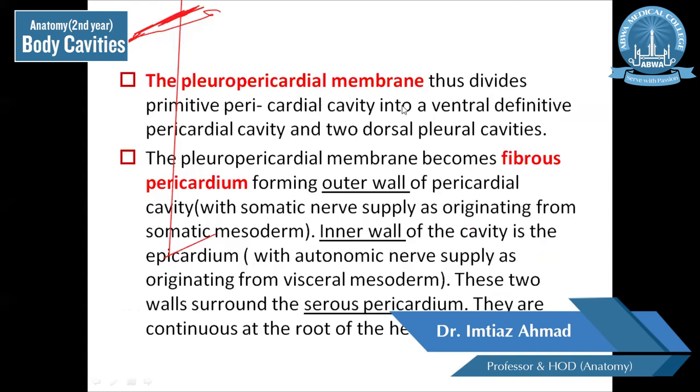The pleuropericardial membrane, therefore, divides the primitive pericardial cavity into a ventral definitive pericardial cavity and two dorsal pleural cavities. The pleuropericardial membrane becomes fibrous pericardium, forming the outer wall of the pericardial cavity. The inner wall of the cavity is the epicardium with autonomic nerve supply. And these two walls surround the serous pericardium, or the cavity between the two walls of the pericardium. And they are continuous at the root of the heart.